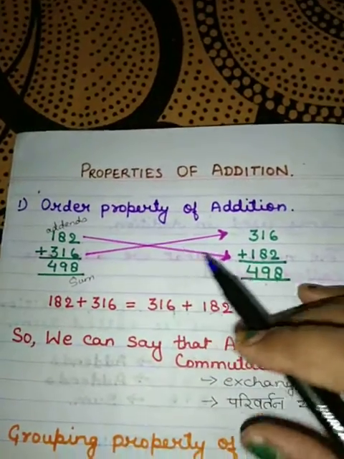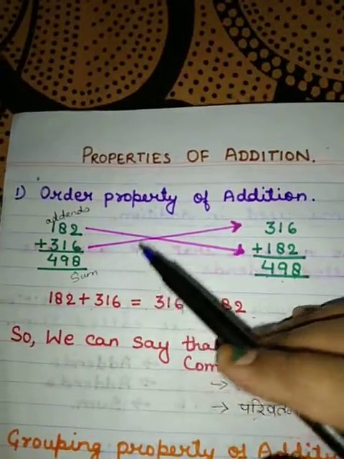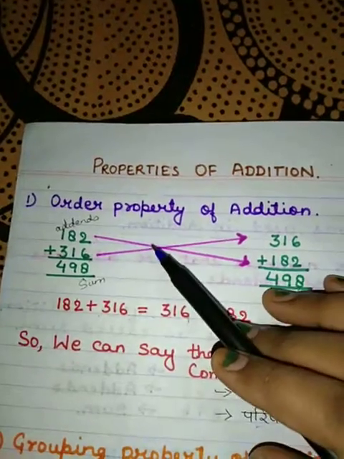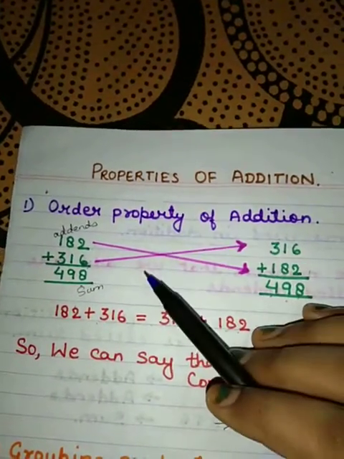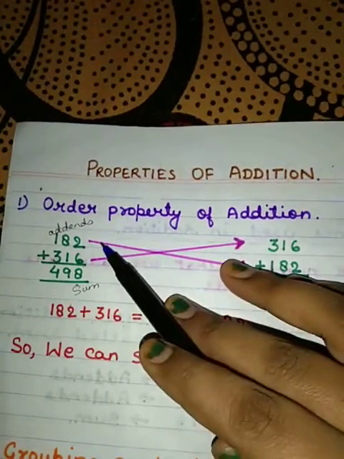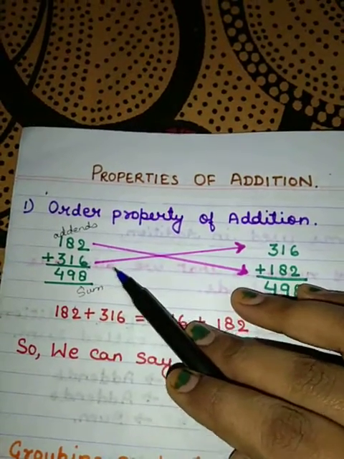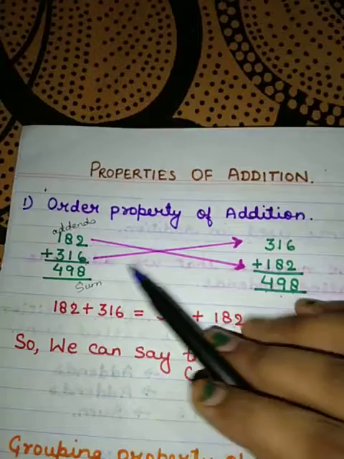First is the order property of addition. In this we can change the order of the addends in addition. In addition we can change the order of the addends. The sum will be the same.